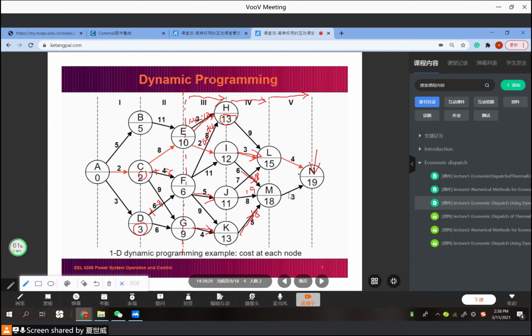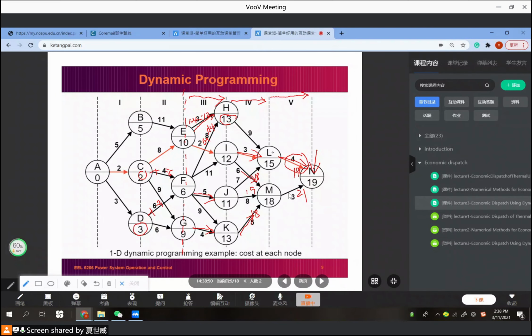If you travel from L to N, the best cost will be 15 plus 4, which is 19. If you travel here, 19. If you travel here, 21. So that means this is the best path. So how to travel to N? You should choose from L to N.